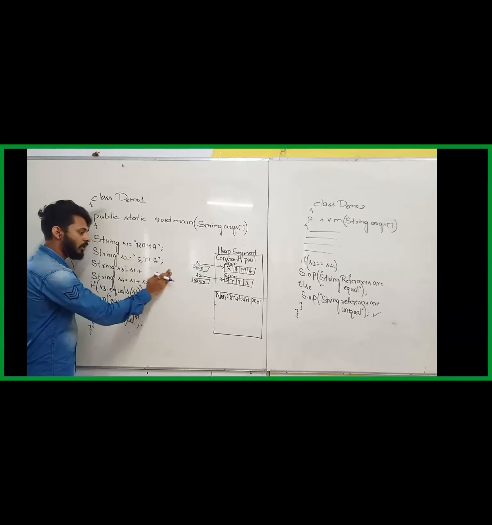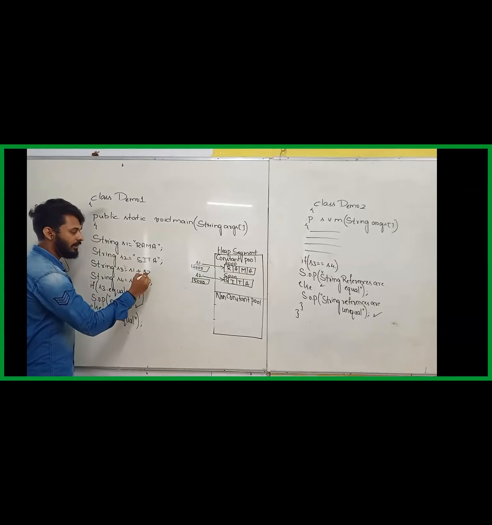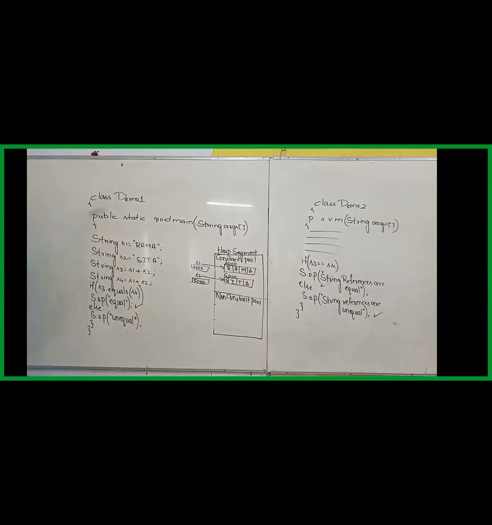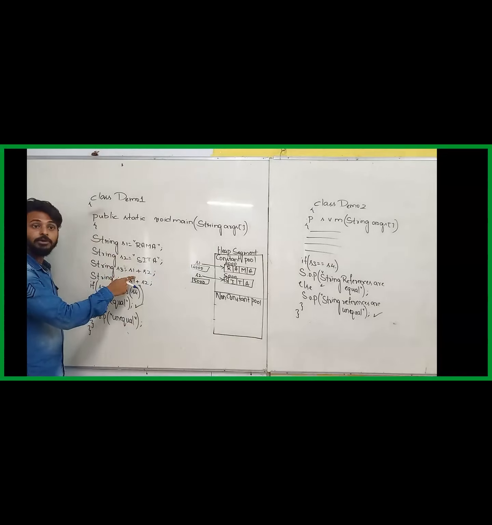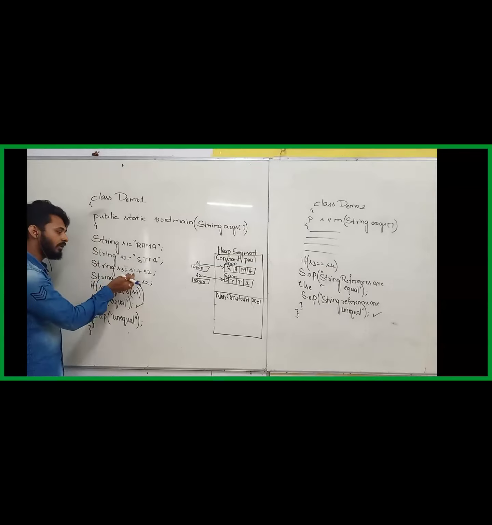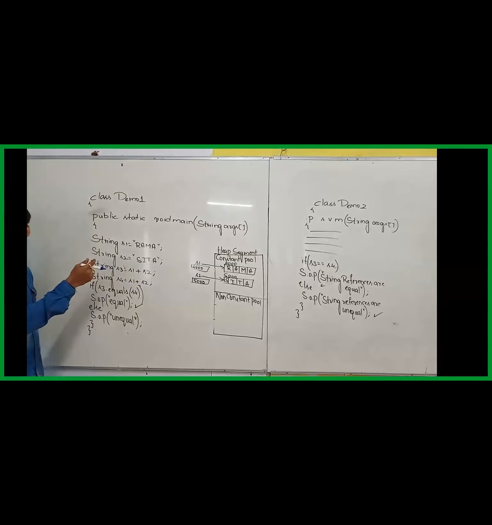So even if you are using one single reference variable for creating another string, I'm using one reference variable for creating another string. Even if you are using, forget about two. Here I'm using both of them as already created reference variables. Even if you are using one single reference variable which is already existing, then it will not go to the constant pool, rather it will go to the non-constant pool.